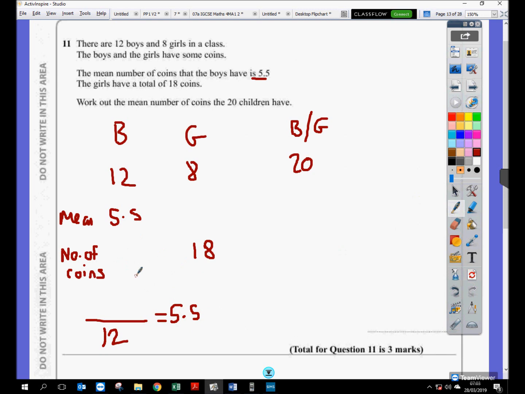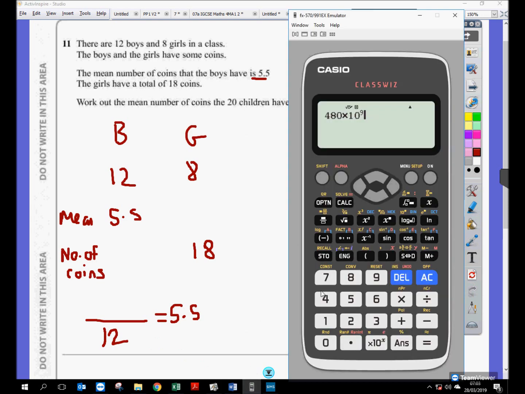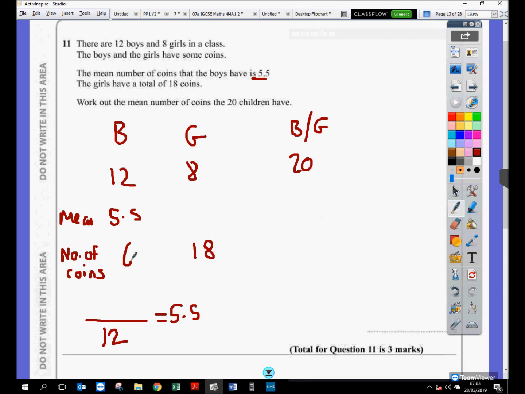So we can work out the number of coins by multiplying 12 by 5.5. 12 times 5.5 is 66. The boys must have 66 coins between them. Now we do something similar for the girls. We have 8 girls, and there is a total of 18 coins.